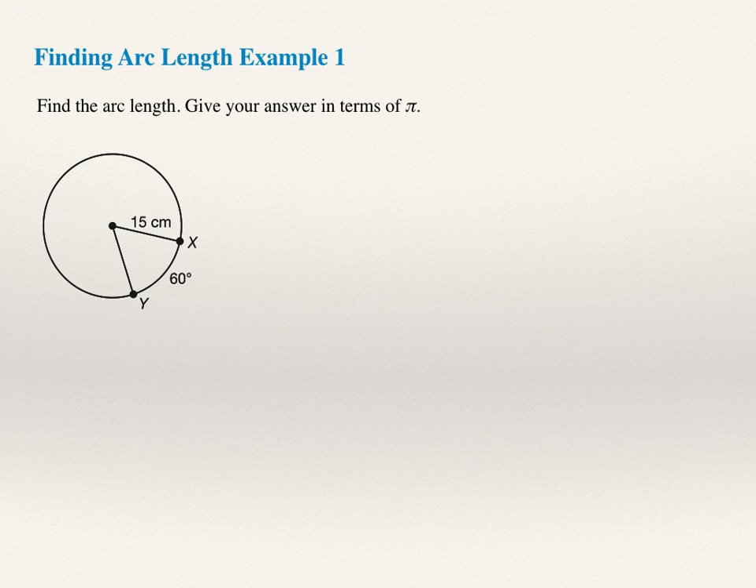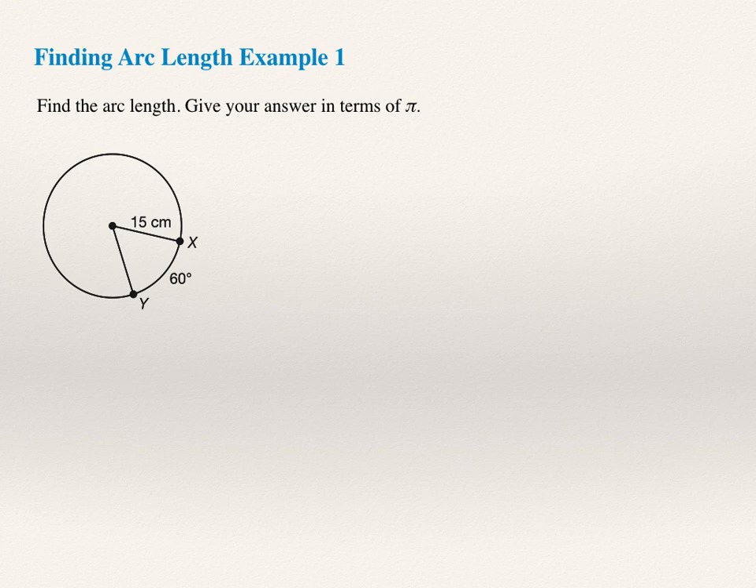Now first you'll recall that an arc is a piece of a circle. And here we have an arc XY. And the measure of the arc is 60 degrees. Recall that the measure all the way around a circle is 360 degrees. We are asked to find the arc length, that is the distance in centimeters from point X to point Y along the circle. And then we're told to give our answer in terms of pi. That's called the arc length.